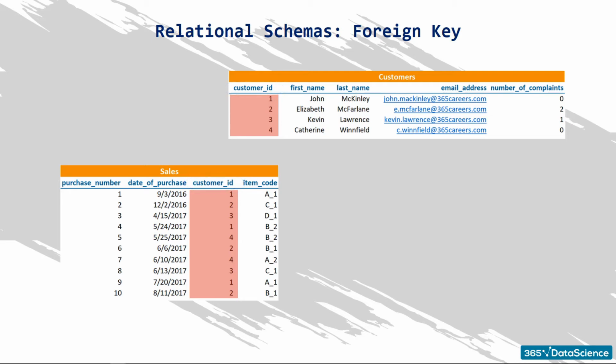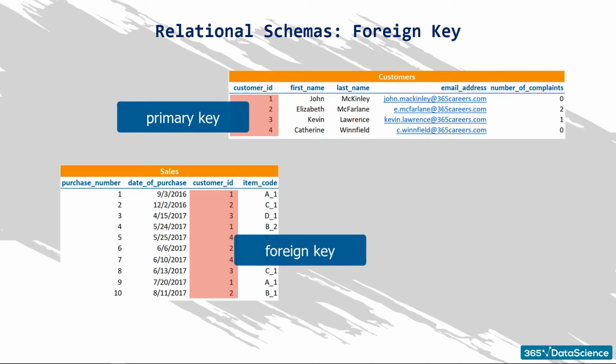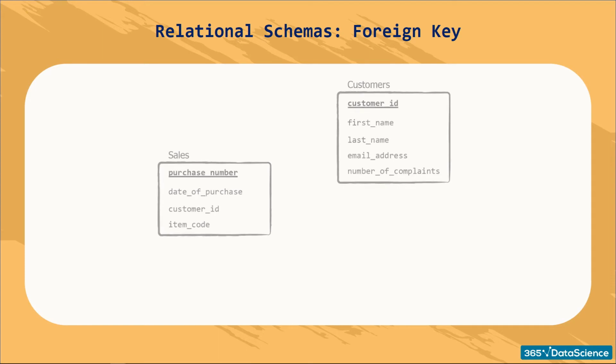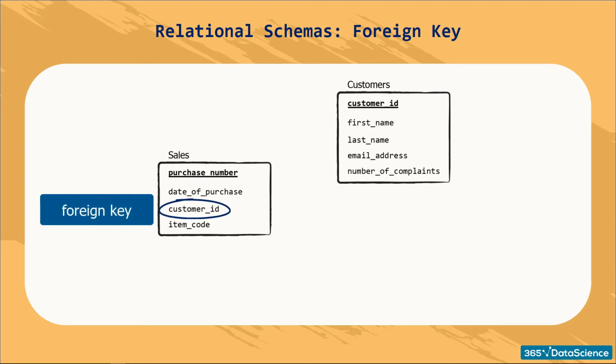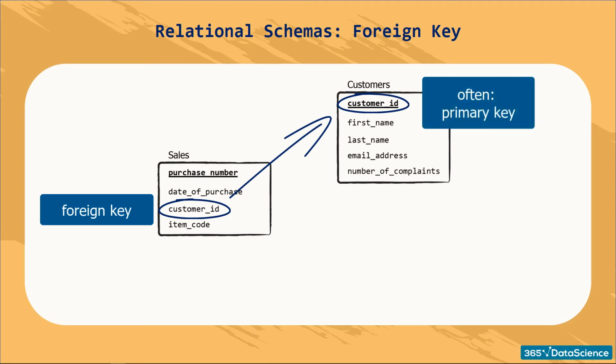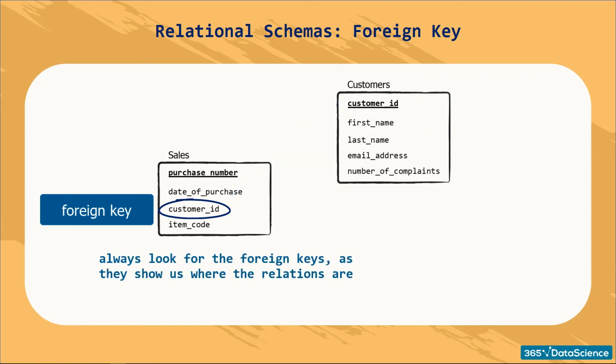All right. Here is the big trick. Customer ID is a primary key for the customers table, and a foreign key in the sales table. In the relational schemas form of representation, relations between tables are expressed in the following way. The column name that designates the logical match is a foreign key in one table, and it is connected with a corresponding column from another table. Often, the relationship goes from a foreign key to a primary key. But in more advanced circumstances, this will not be the case. To catch the relations on which a database is built, always look for the foreign keys, as they show us where the relations are.